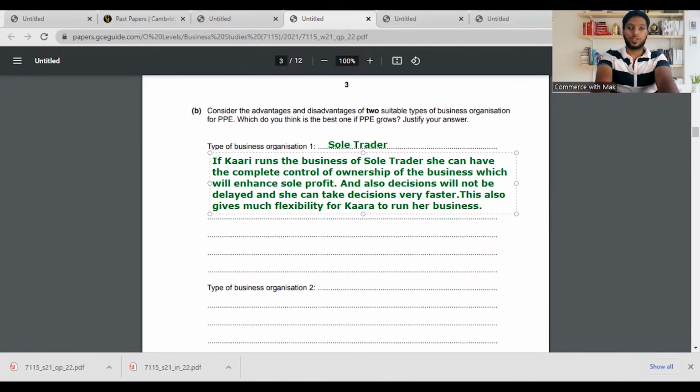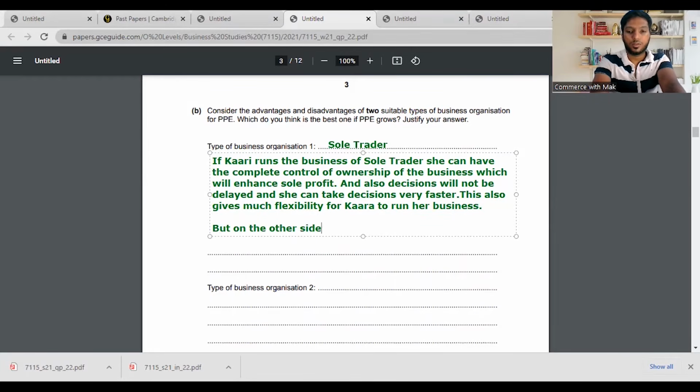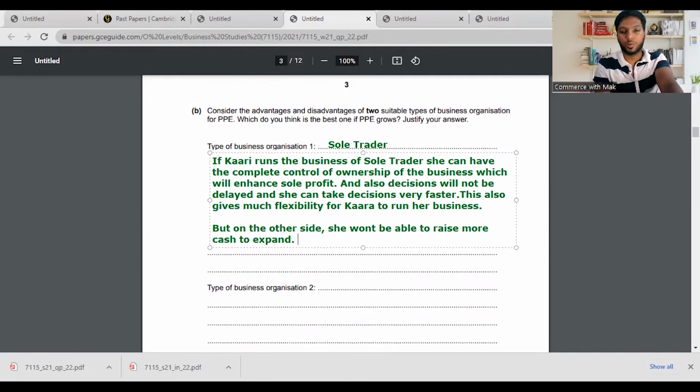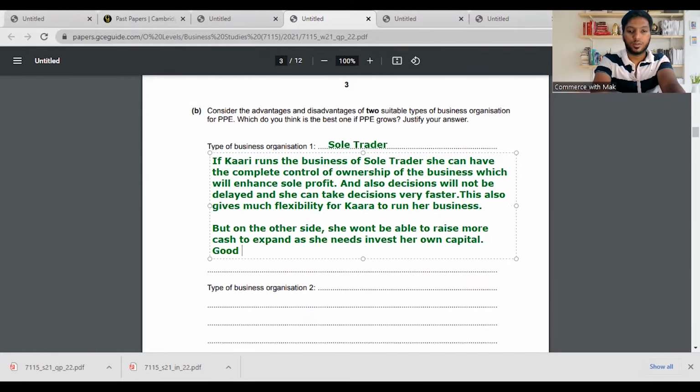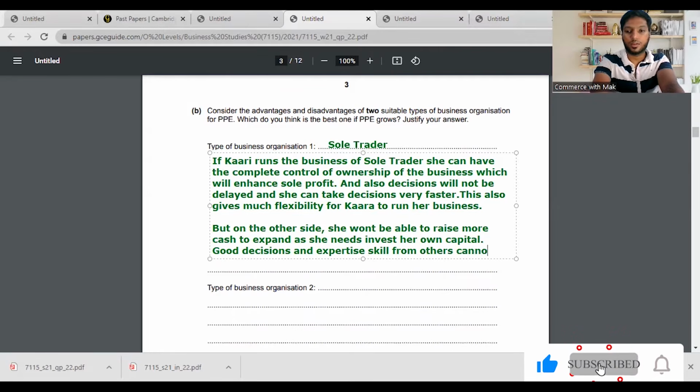There's one more thing you need to speak on in this type of question. And the disadvantages of this business can be, but on the other side, she won't be able to raise more cash to expand, because she's the only owner and trader, as she needs to invest her own capital. Also, you can speak that good decisions and expertise skills from others will be missed in this type of business.